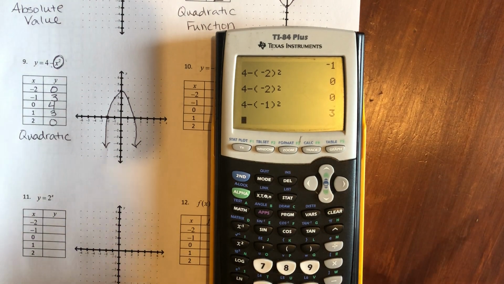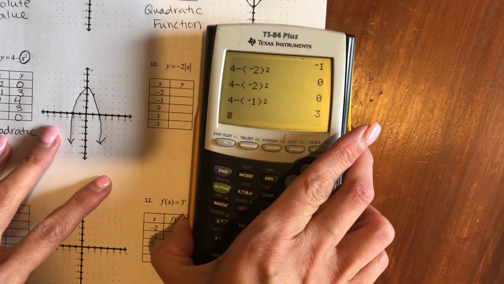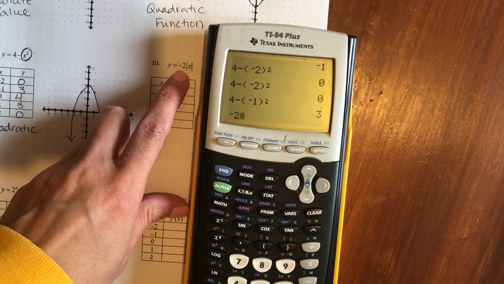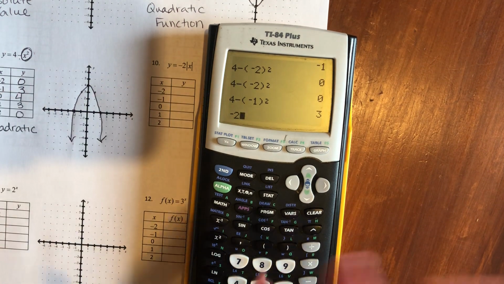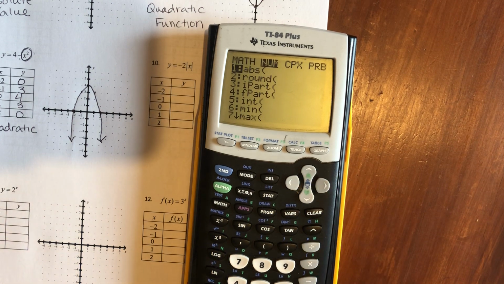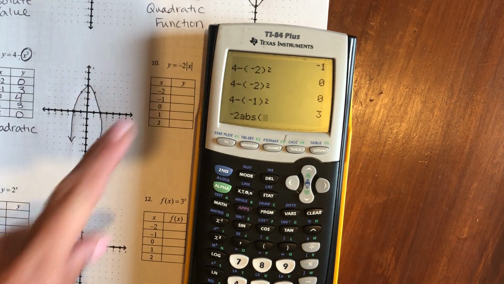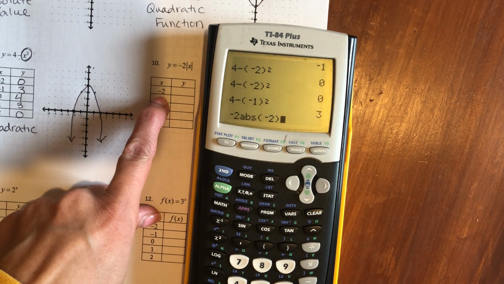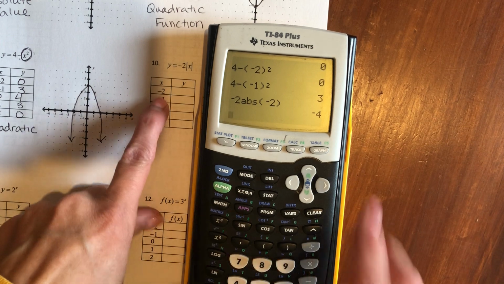All right, so that's a -2 times, I don't really need to put the times, I can smush it together in the calculator. Absolute value, go to math, over to number, first one there, enter, stick in your number you need, -2, and there you go, -4 is the answer.